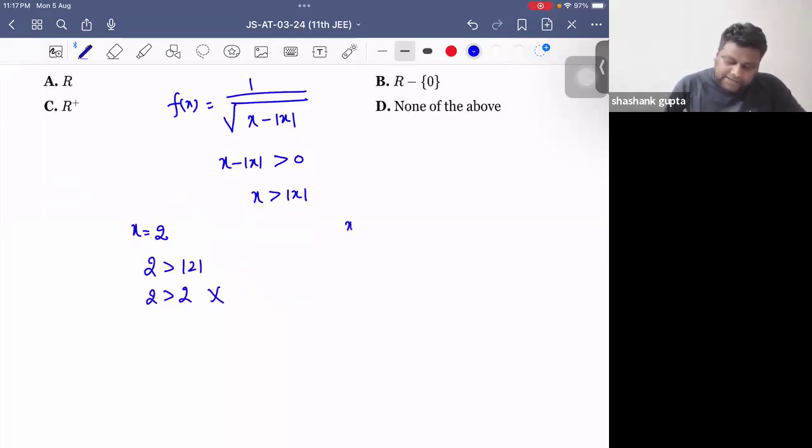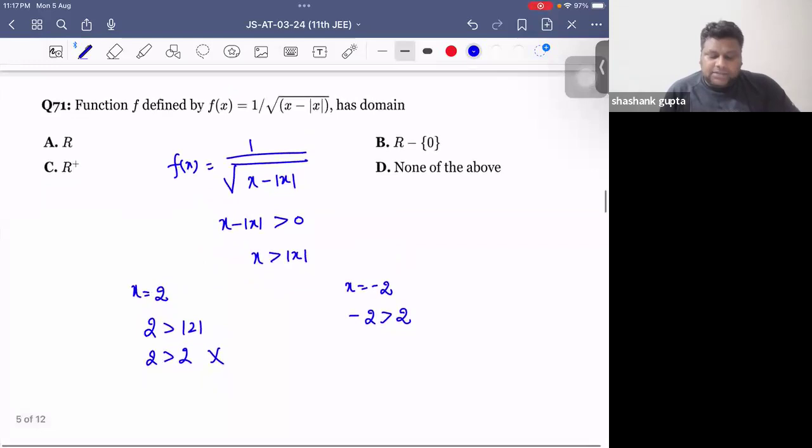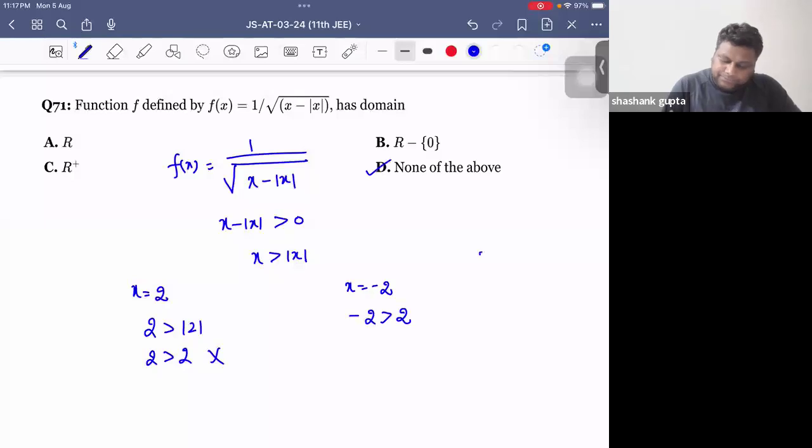If I take x as minus 2, then is minus 2 greater than 2? Is it correct? Again, not correct. So neither any positive nor any negative number is satisfying this function. So that means the domain is empty set. So there is no value of x in the domain of the function.